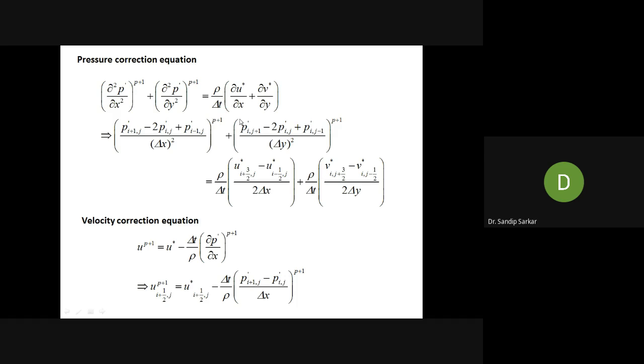So here you need to discretize del u star by del x and del v star by del y for the u grid points and the v grid points. You need to discretize using the staggered grid technique. That is del u star by del x. If we apply the central difference scheme, that will be u star i plus 3 by 2, j, as already shown, minus u star i minus half, j by 2 delta x, plus rho by delta t, this term v star i, j plus 3 by 2 minus v star i, j minus half by 2 delta y.